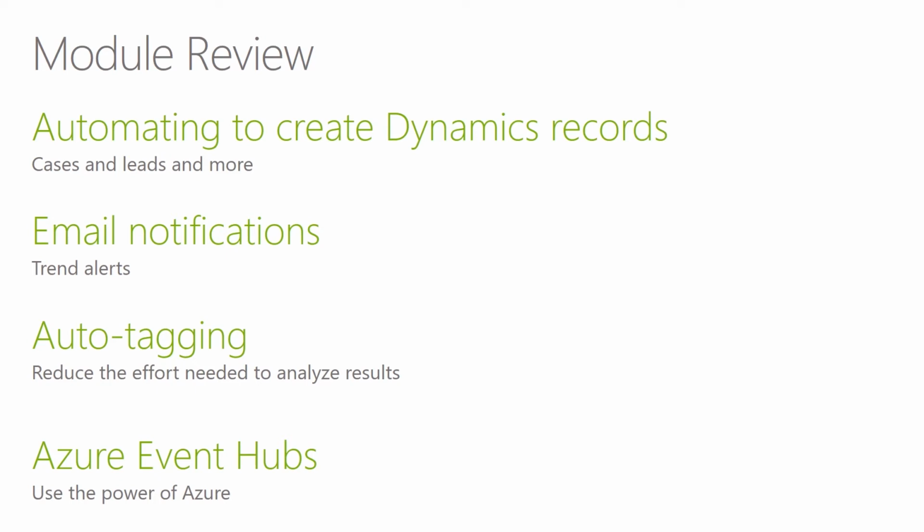So as a final review for us here, we talked through automating to create Dynamics records, talked through how to do it for cases and for leads, for custom entities, and the detail you have available to bring in the fields that interest you. We talked through email notifications, and we went over when we did a demonstration of setting up a trend alert. We configured some auto tagging options so that we can bring in and get the data analysis and intention that we need for our organization. And we talked through the Azure Event Hubs and how we can use the power of Azure to help us have a better understanding of our social engagement.